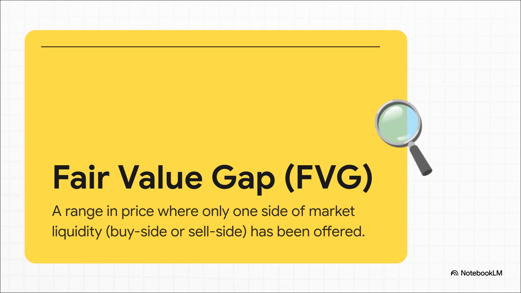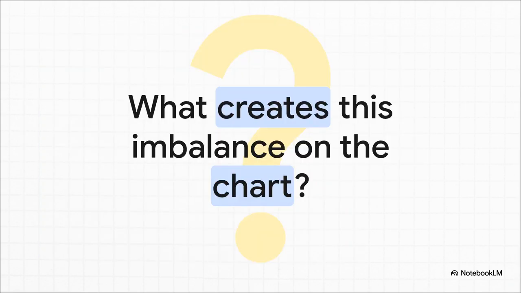Simply put, it's just a spot where the market moved so fast, so aggressively in one direction, that only one side of the market really got to participate. Think about it. If price just plummets, only sell-side liquidity is being offered. The buyers got left in the dust, and that creates a little void, an inefficiency. So that's the theory behind it.